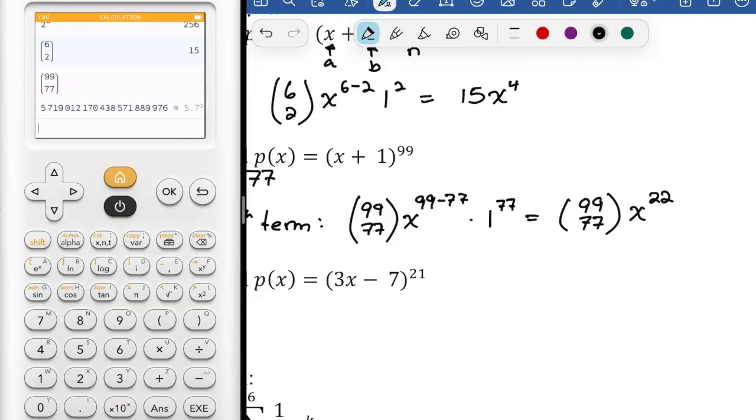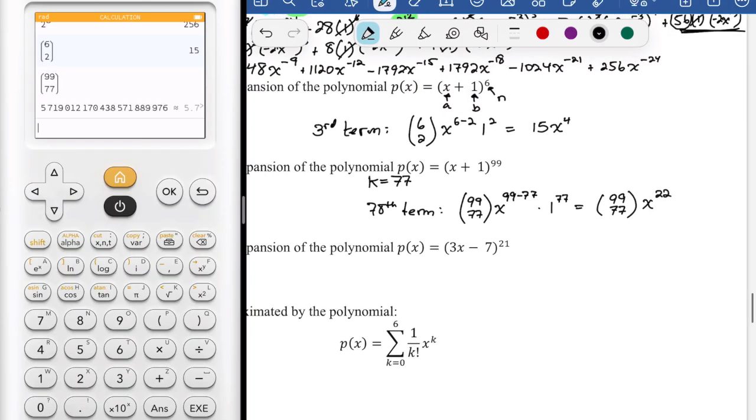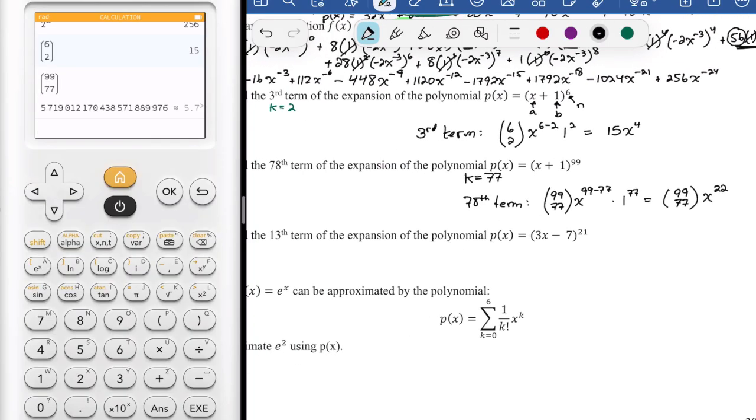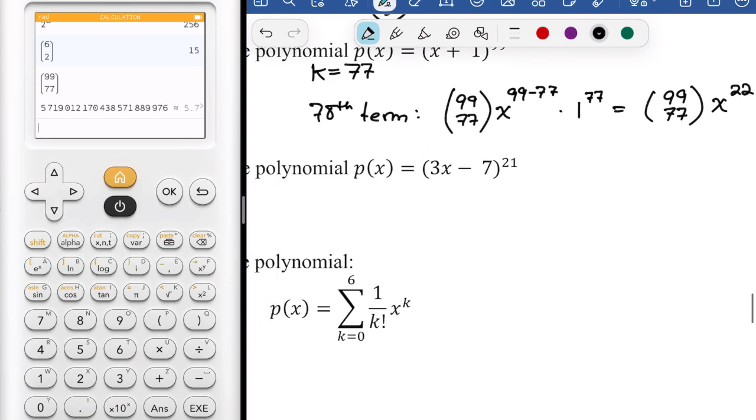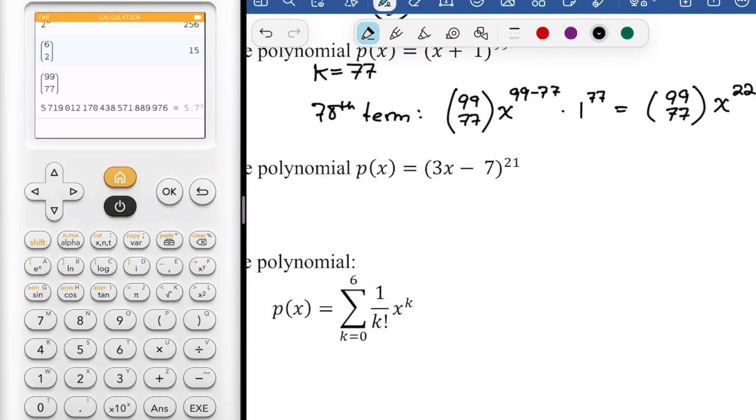And that would be x to the 22nd. All right, 99 combination 77, x to the 22nd would be the final. 13th term, all right, a little bit more elaborate, but k is going to be equal to 12.